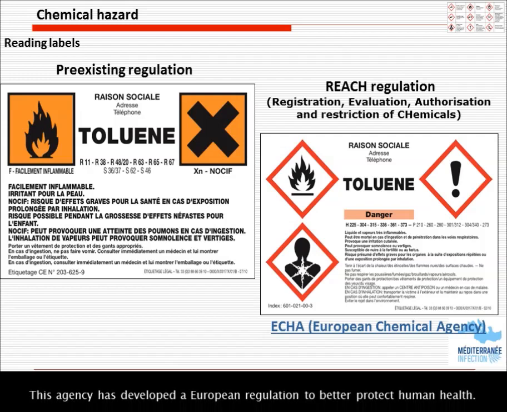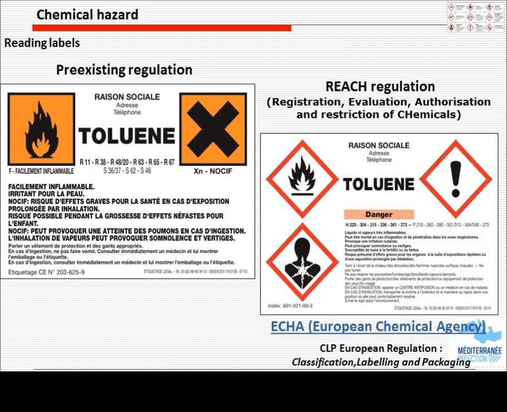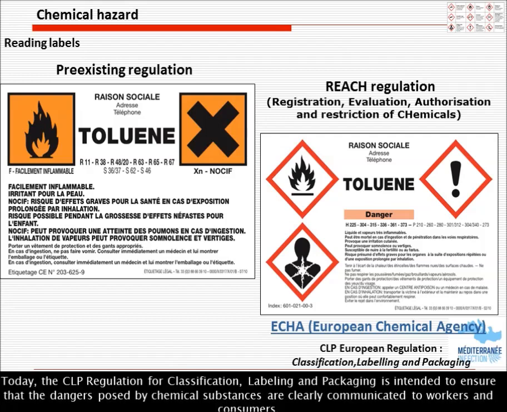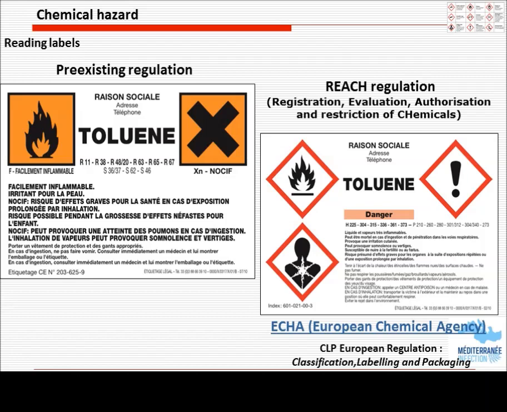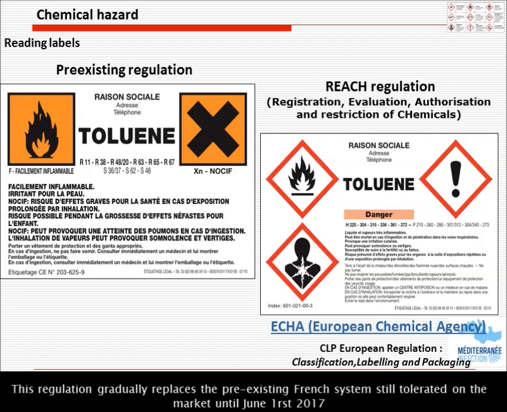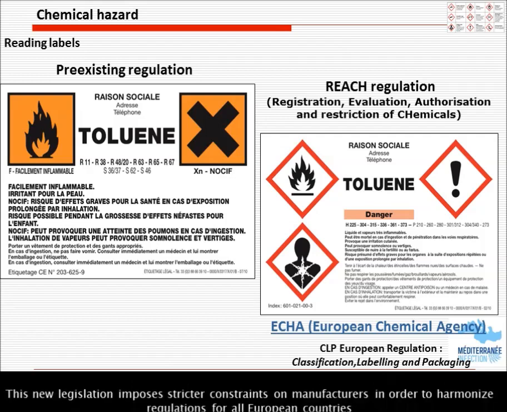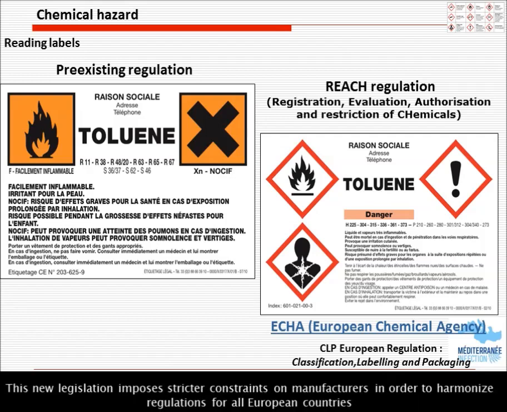This agency has developed a European regulation to better protect human health. Today, the CLP regulation for classification, labeling and packaging is intended to ensure that the dangers posed by chemical substances are clearly communicated to workers and consumers. This regulation gradually replaces the pre-existing French system still tolerated on the market until 1 June 2017. This new legislation imposes stricter constraints on manufacturers in order to harmonize regulations for all European countries.